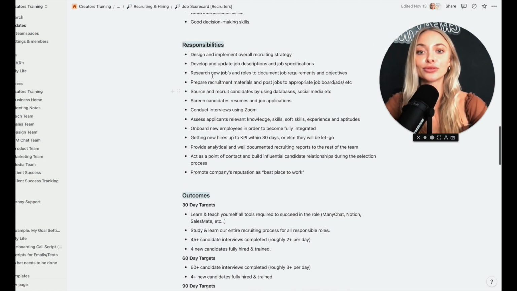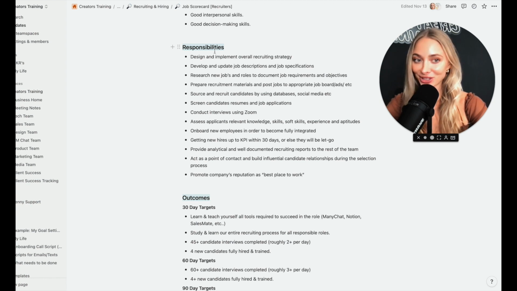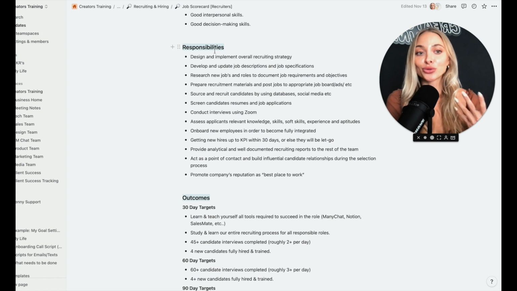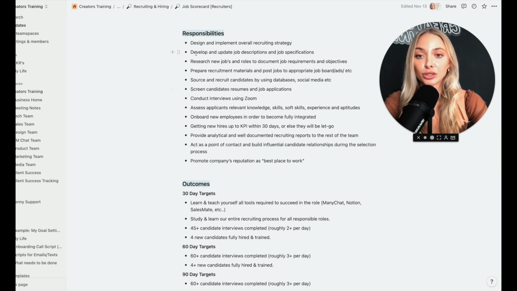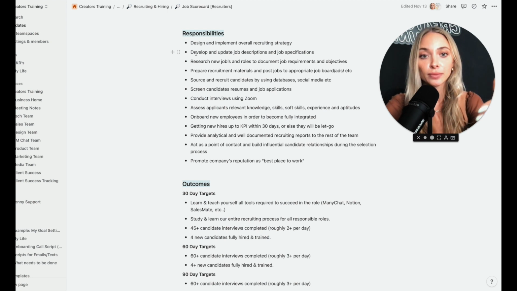Next, you want to outline responsibilities that the person's actually covering, so they know exactly what they're getting themselves into, and also know if they will be able to perform in these responsibilities themselves. So I'm just going to read you the top 3 so you know what you have to write in there. It's, first of all, for us, design and implement overall recruiting strategies, develop and update job descriptions and job specifications, research new jobs and roles to document job requirements and objectives, blah, blah, blah. So you write your responsibilities in there, okay?